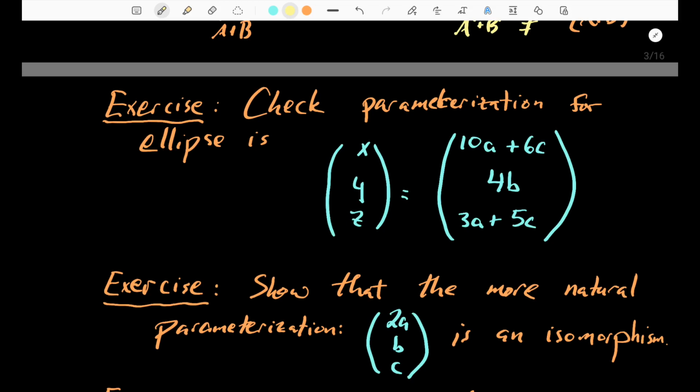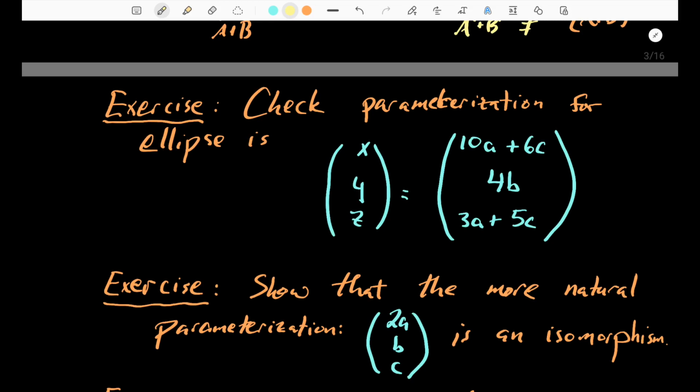And so the next exercise is, first of all, show that's an isomorphism, but then more importantly, figure out what this parameterization geometrically does that the first one doesn't. The second one leaves something invariant, and that's the key to making this correspondence an isomorphism. So figure out what that thing is.